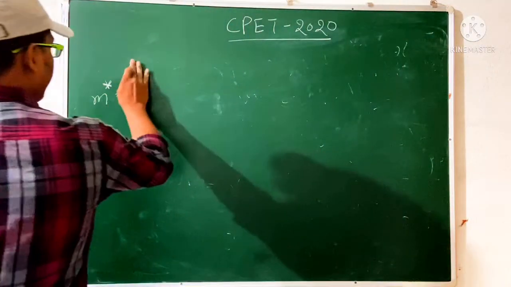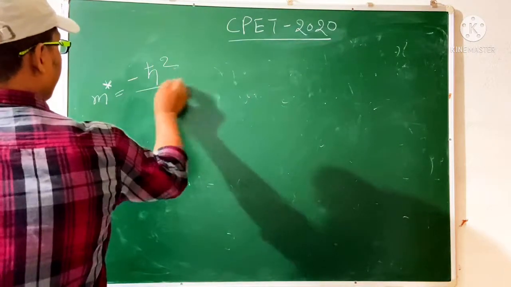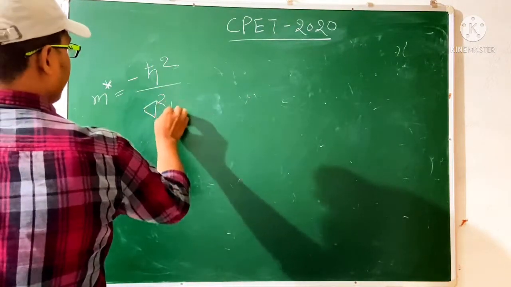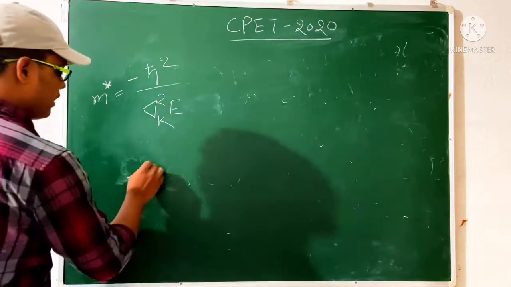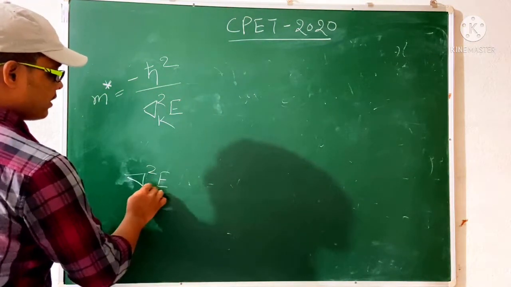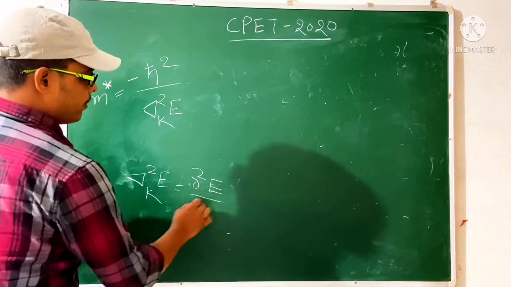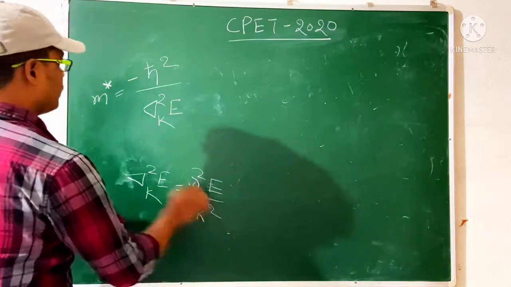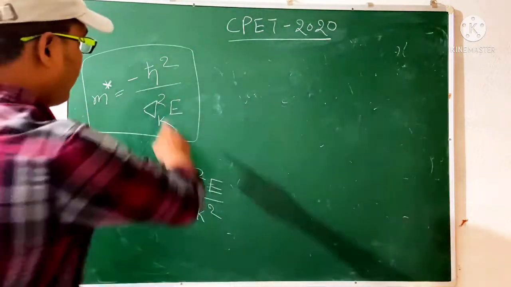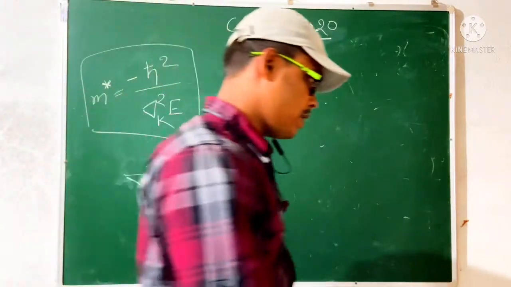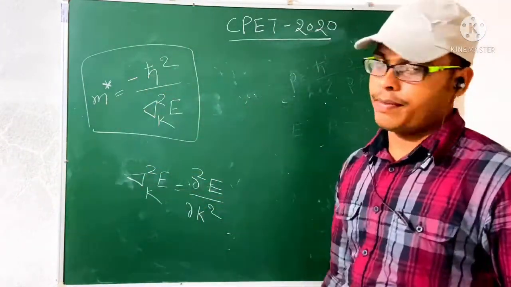So that will be, I think, minus h cut square by del square E by del k square. What is del square E by del k square? It is nothing but the second derivative, del square E divided by del k square. So this is the effective mass formula. Just check whether this is minus h square or h square. So this is the effective mass, your m star is h cut square by del square E by del k square.